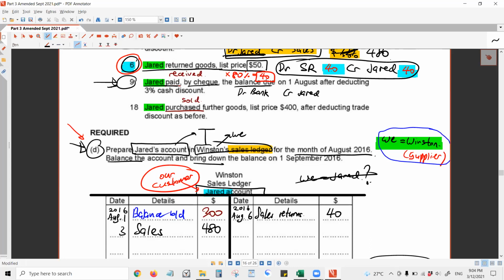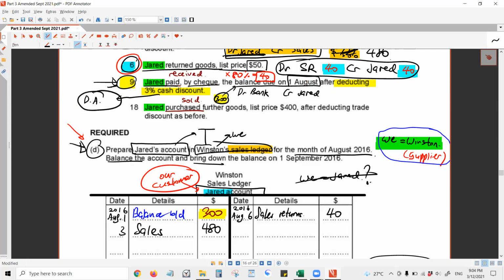Okay, the balance due on August 1st. So what is it talking about here? The balance due on August 1st is talking about the $300. Remember the 300? That means on the 9th, Jared is making payment for the 300 outstanding, the amount that he owes to us at the beginning, after deducting a 3% cash discount. So the cash discount here refers to discount allowed, because we are the supplier in this question.